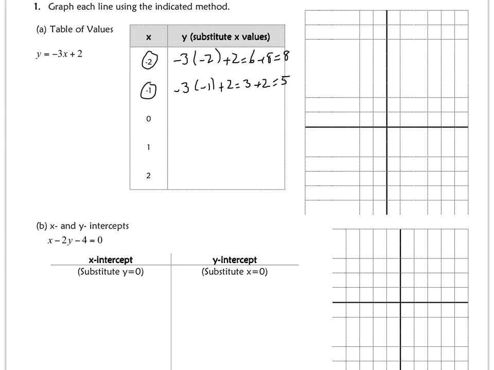The next one is 0, so it's going to be negative 3 times 0 plus 2, which is going to be 0 plus 2, which is going to be 2. Next one is negative 3 times 1 plus 2, which is negative 3 plus 2, which is negative 1. And the last one is negative 3 times 2 plus 2, which is negative 6 plus 2, which is negative 4.